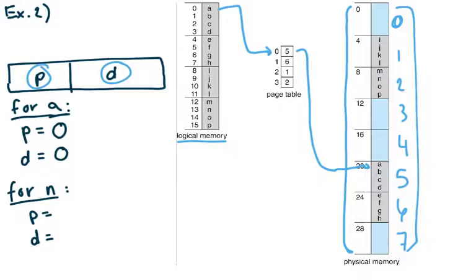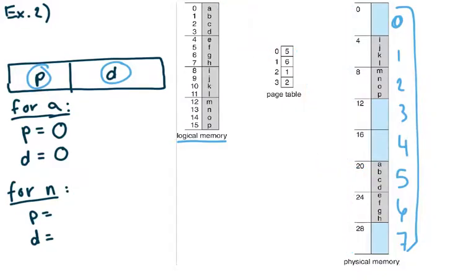Let's do one more example here. Let's erase this part. Okay, so we did it for A. So now let's do it for N. So for N, what's P? Well, P is going to be the page number, so 0, 1, 2, 3. N is here, so N is in page number 3. So we will index into index 3 in our page table.